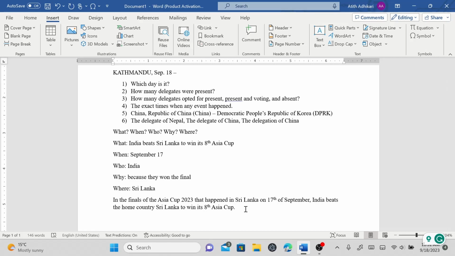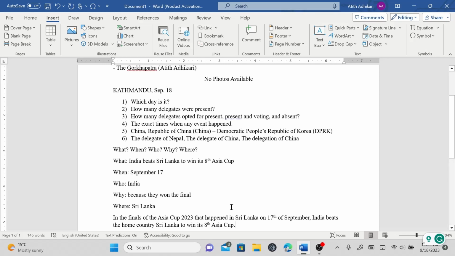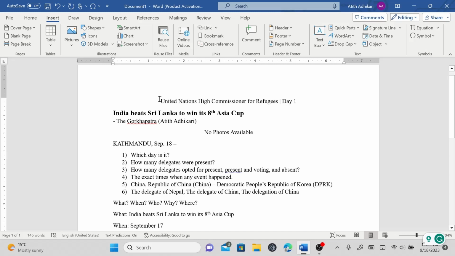Which means we have completed the first paragraph. Now, whenever we build a news story, we go from the most important information to the least important information. So we could write now who were the players that had a significant impact on India's win, or how Sri Lanka did a poor performance in the final games. And in the last, we can write what is the future of Sri Lanka, or what is the future of India, where is the Asia Cup going to be held next year or in the next decade, or something like that.